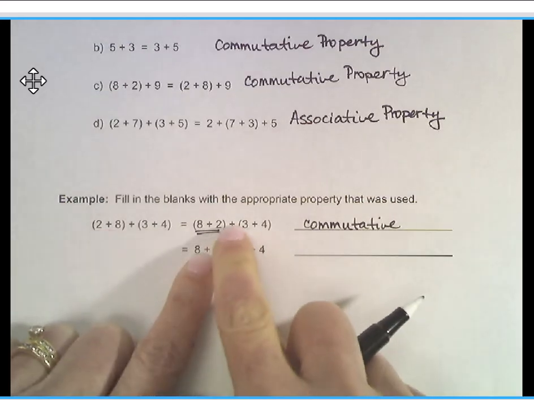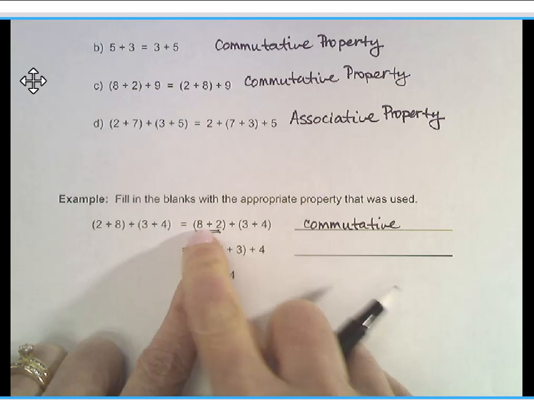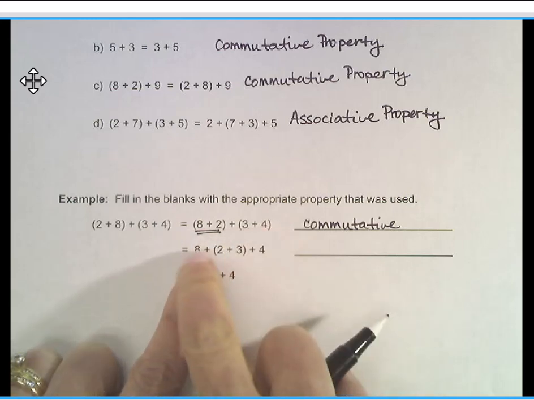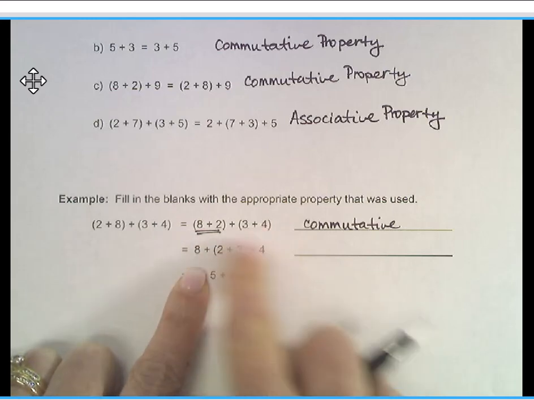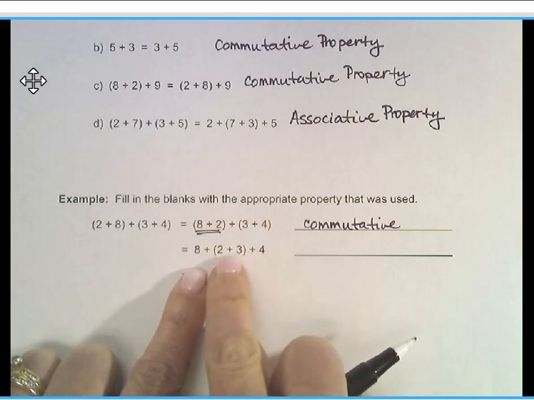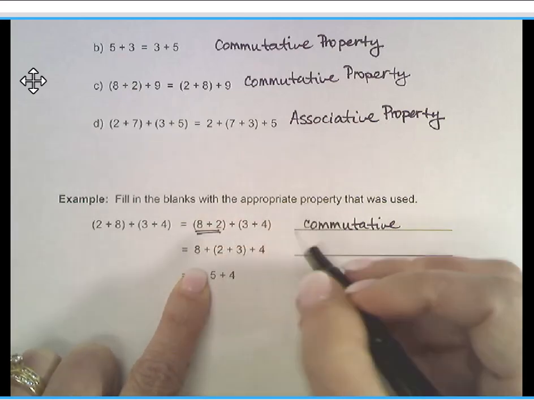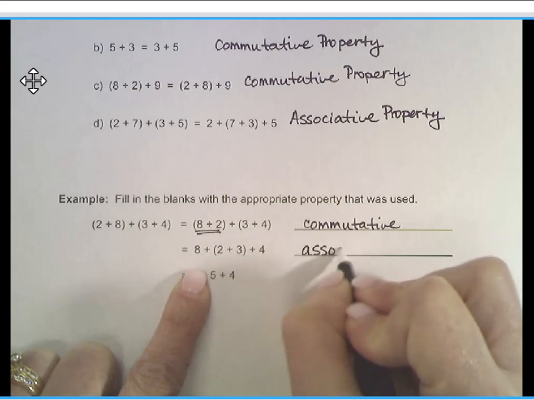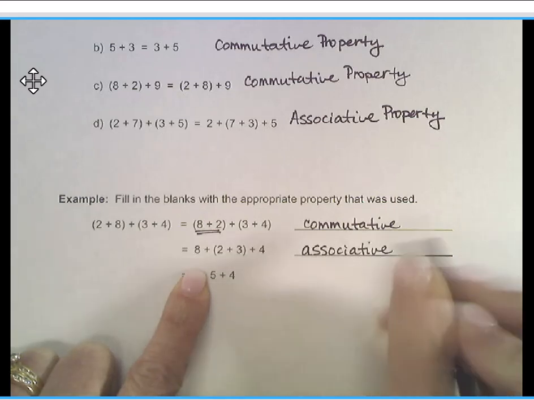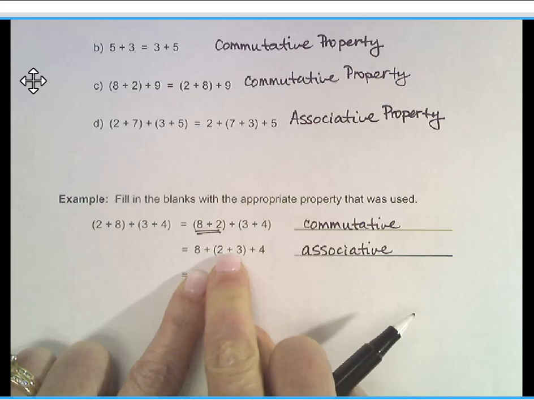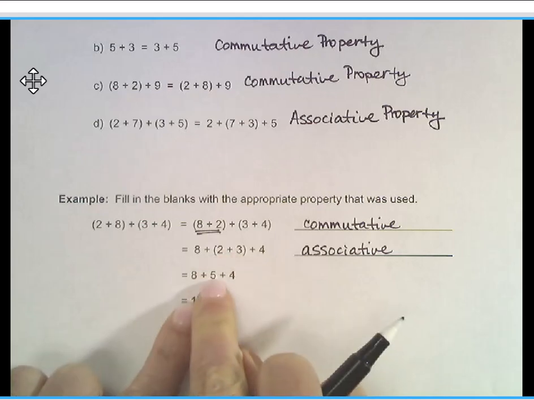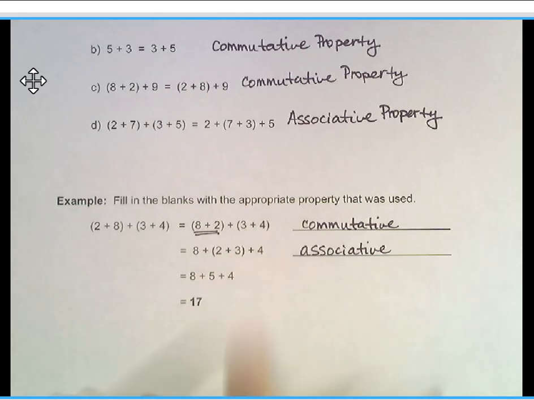And then as I go from this line to this line, I have 8, 2, 3, 4, 8, 2, 3, 4. The numbers stay in order, but instead of having two sets of parentheses, they just put one set around the middle. So that would be associative. And then what did they do? They added the 2 plus 3 because it's in parentheses. They got 5, and then they just added everything together. That's just addition. There's no property names for those.